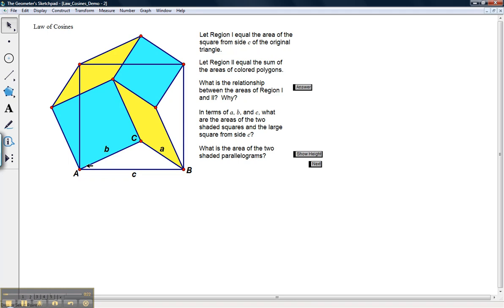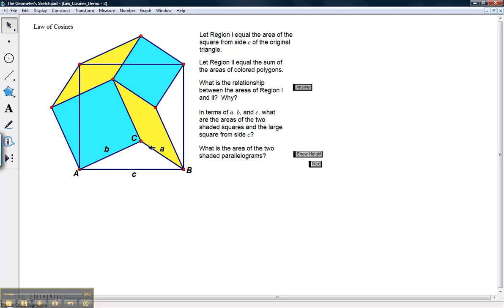The large square from side C, that's pretty easy. That's equal to C squared. What's the area of the two squares? Well, this one has side B, so it's B squared. This one has side A, so it's A squared. What are the areas of the two parallelograms?